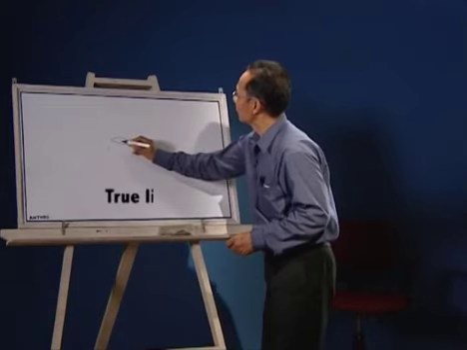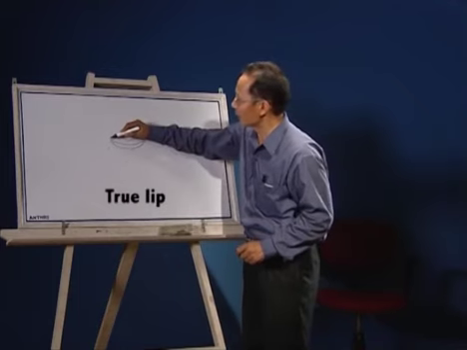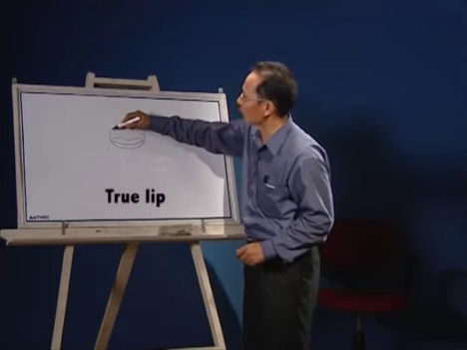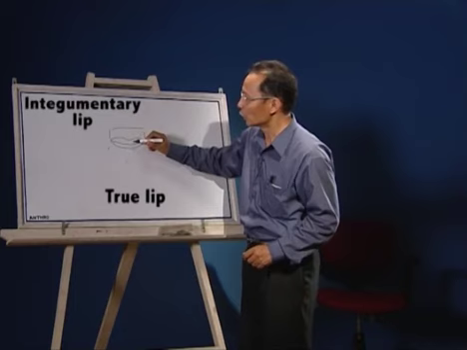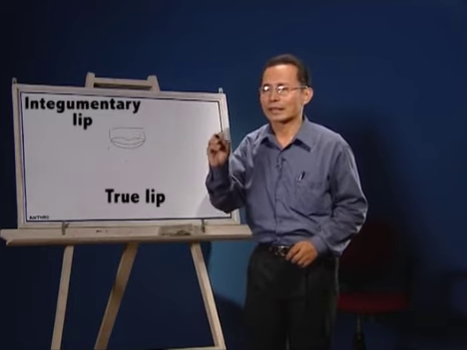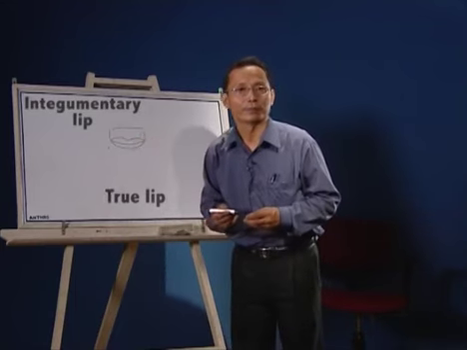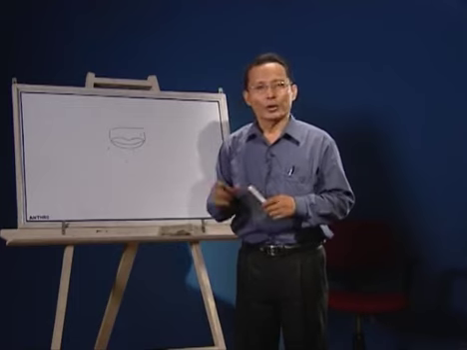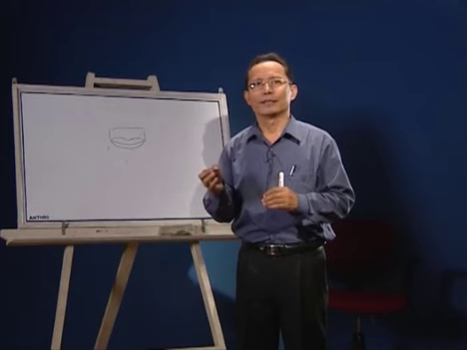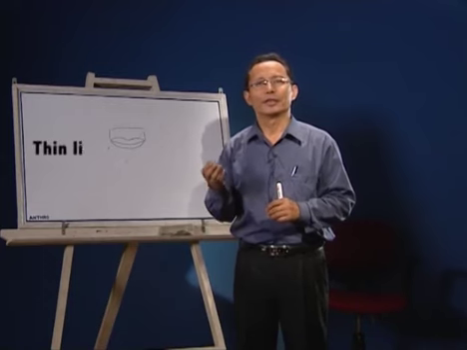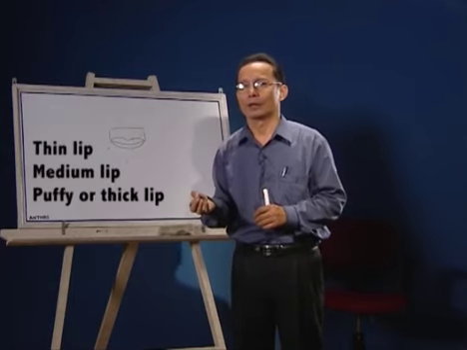This is leaf. This is called true leaf. Whereas the skin covering the upper part of the leaf, this is also called leaf, but this is integumentary leaf, and this is true leaf. So for our classification purpose, we will be confining to true leaves. So on the basis of size of the true leaf, we can classify it into thin leaf, medium leaf, thick leaf or puffy leaf.